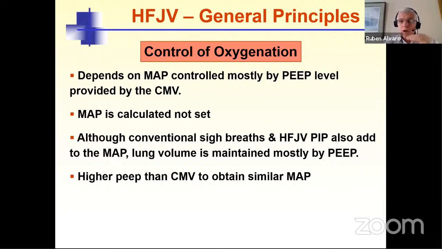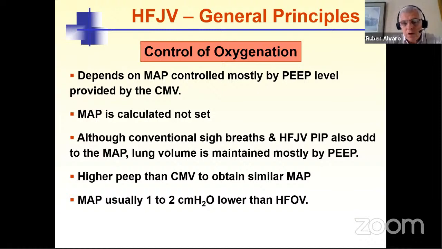Again, because the PEEP on the jet is closer to the mean airway pressure than the PEEP on the conventional, when you switch a baby from the conventional to the jet, you need to use a slightly higher PEEP on the jet to match the same mean airway pressure that you were using on the conventional ventilator. Usually it's 1 or 2 centimeters of water higher than the PEEP that you are using on the conventional to obtain the same mean airway pressure. As I said before, the mean airway pressure usually is lower than on high frequency oscillatory ventilation. It should be very similar to the mean airway pressure that you needed in the conventional, okay?